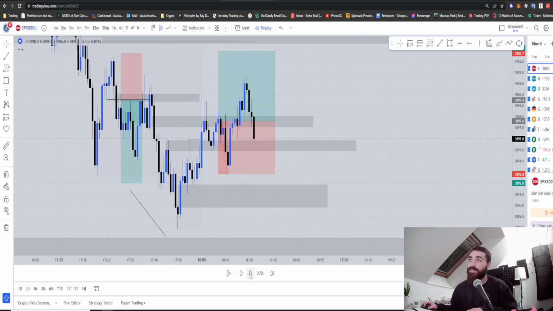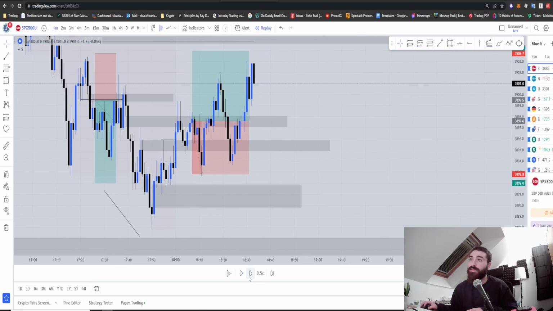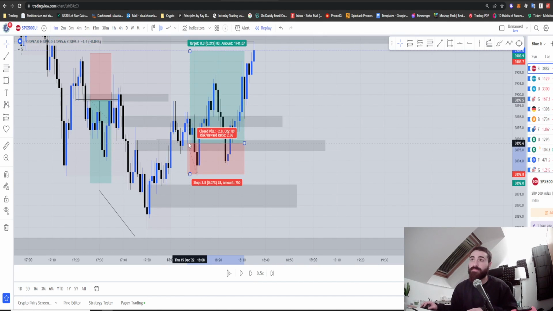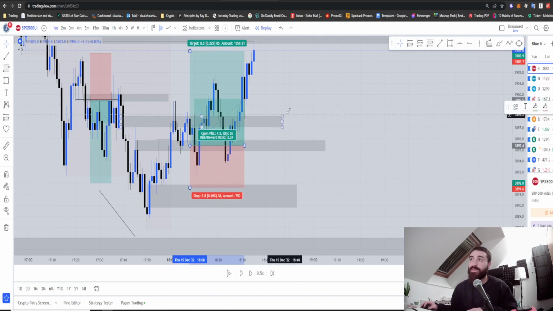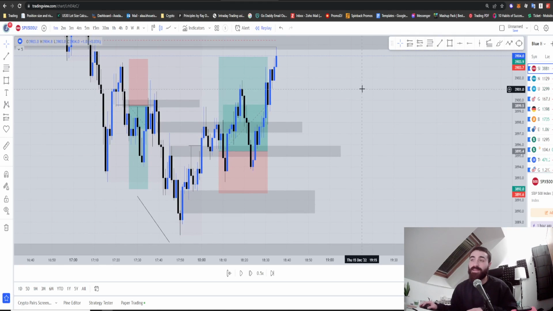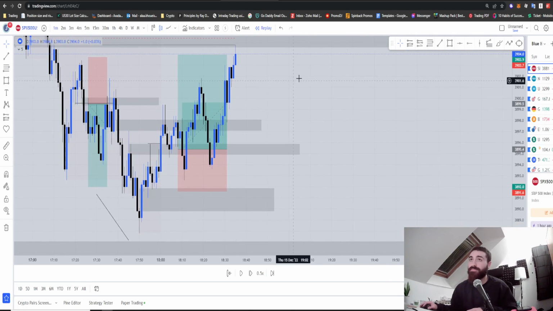And as we can see, eventually it did play out. It could have been a good trade from here. Yeah, basically from here, 2.2 RR. So the idea was good, the idea was great, and we still lost money. So it is what it is.